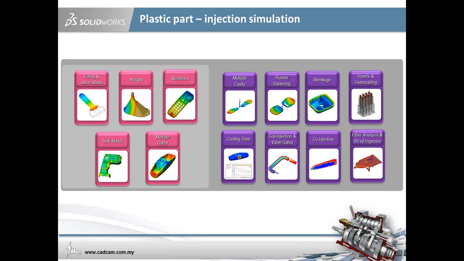On the right, in purple, the features are more customer-specific, but mostly they might ask for these as well. They include multiple cavities with runner balancing, which is for those doing family molds, understanding the shrinkage of the plastic parts, insert or overmolding, cooling time, rough gates, fiber analysis, and co-injection.